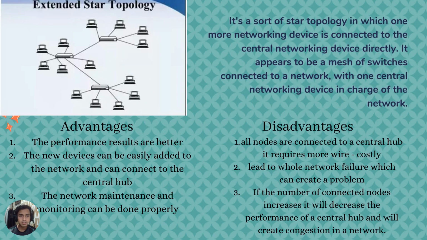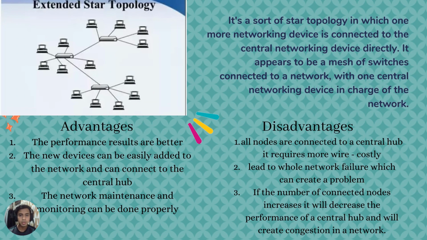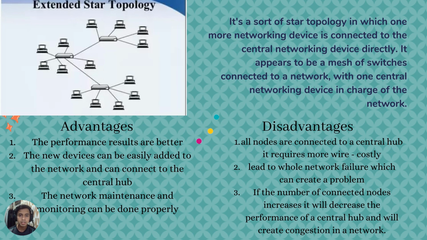And last but not least is extended star topology. It's a sort of star topology in which one more networking device is connected to the central networking device directly. It appears to be a mesh of switches connected to a network with one central networking device in charge of the network. The advantages for extended star topology are that the performance results are better, new devices can be easily added to the network and can connect to the central hub, and network maintenance and monitoring can be done properly.